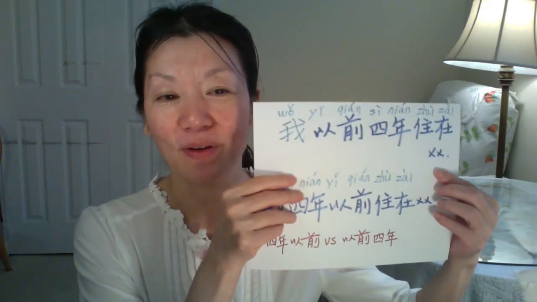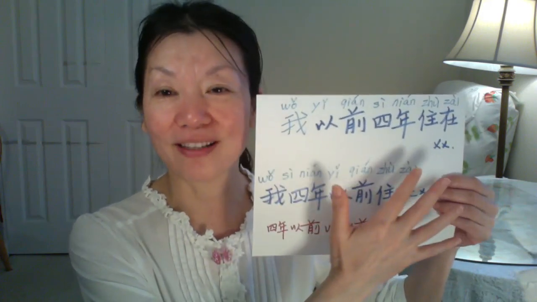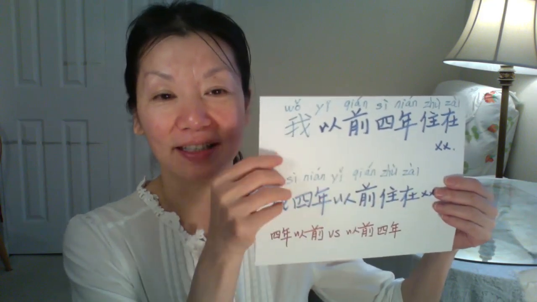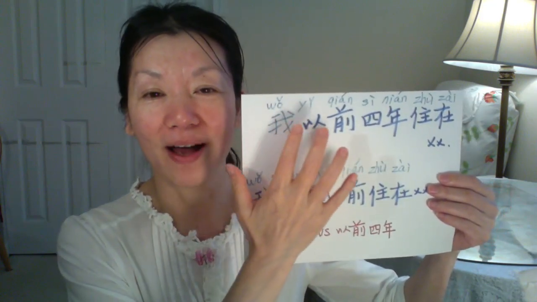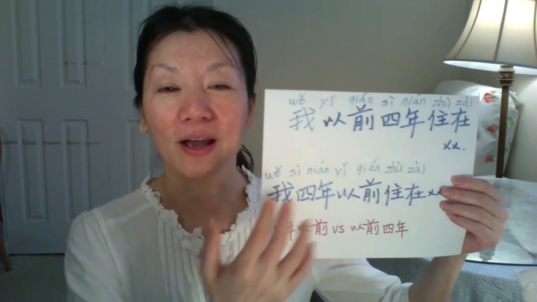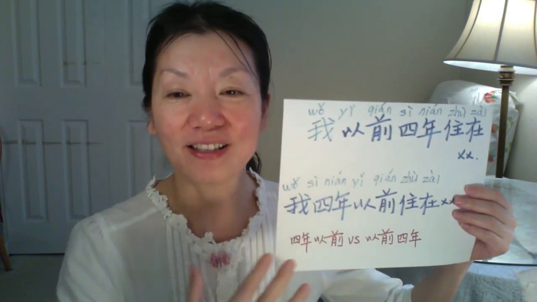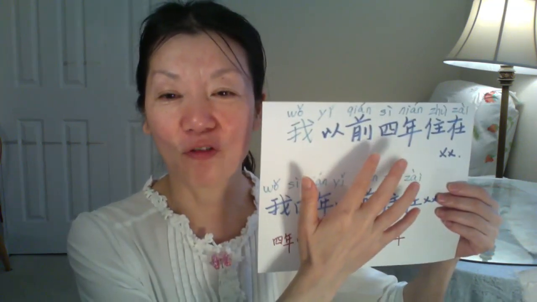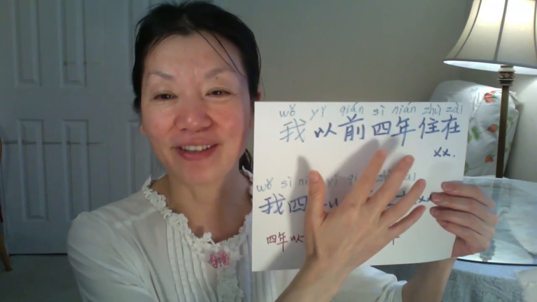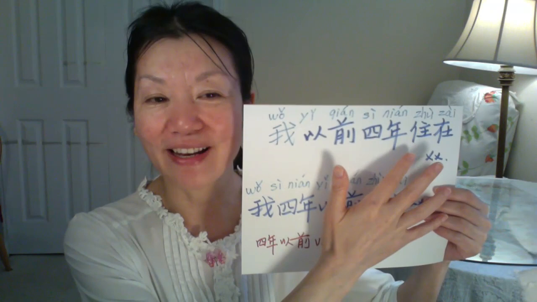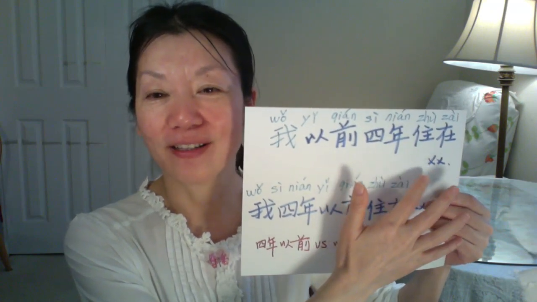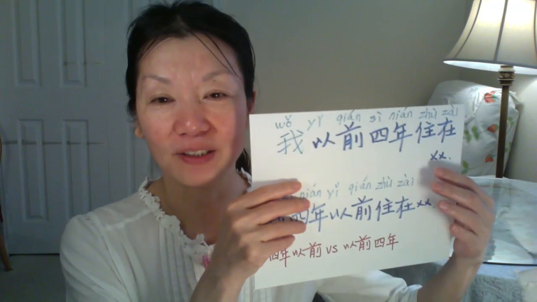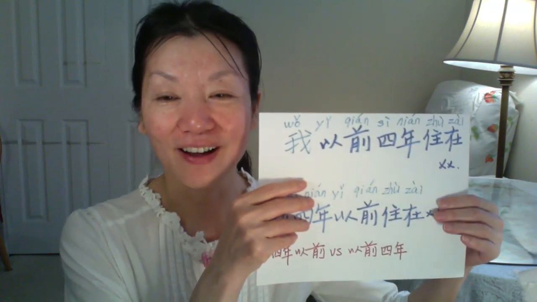我以前四年住在 somewhere. You can say Washington, D.C., New York or New Jersey, whatever, just the location here. The sentence is here. You can see the pinyin, right? 我以前, 我 is me, not somebody else. 我以前, it's before. 四年, 四 is four, 年 is year, 4 years. 住, live. 在, at somewhere. It's just a location here. You can say New York. I can say somewhere.